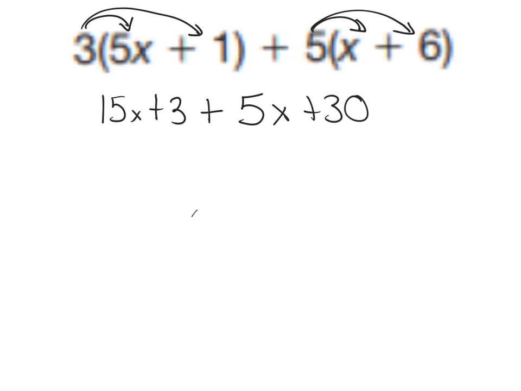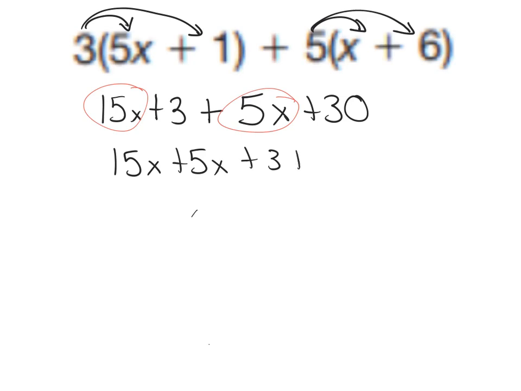Okay, now I need to look, can I combine? Is there anything that's like 15x? 5x is. So I'm going to say 15x plus 5x plus 3 plus 30. So 15x plus 5x is 20x, plus 3 plus 30 is 33.